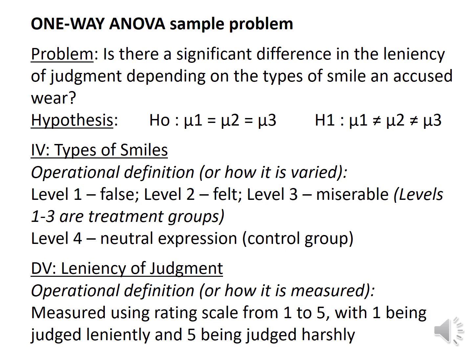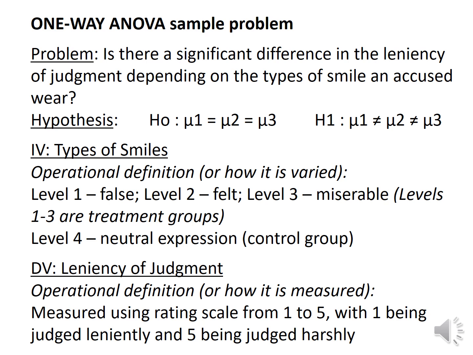So let's take on this sample problem for a one-way ANOVA. The problem is: is there a significant difference in the leniency of judgment depending on the types of smile an accused wears? Our null hypothesis indicates that the mean for the first group is equal to the mean of the second group, which is equal to the mean of the third group. And our alternative hypothesis indicates that the means of the first, second, and third groups are not equal.